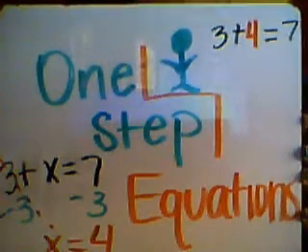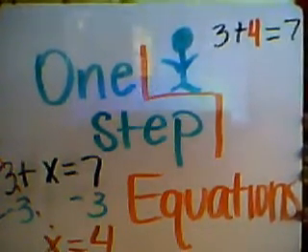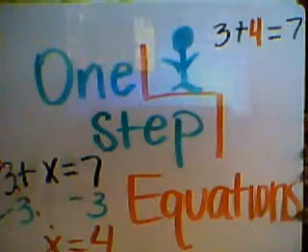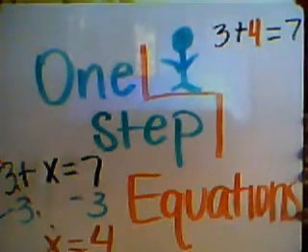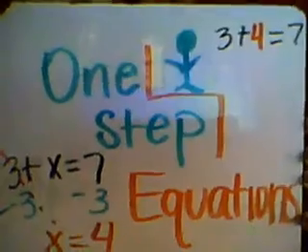And when you take 3 away from 3, that leaves you with 0. So now the x is by itself. And then subtract the 3 from the other side. It's 7 minus 3 equals 4. We'll go into this in a little bit deeper detail in just a moment.